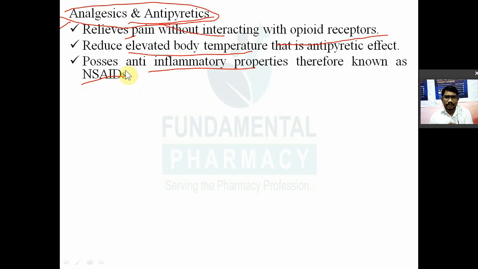They have an antipyretic activity. They are anti-inflammatory in nature, but they will not have a steroid nucleus in their structure. Okay. So how many types of analgesic drugs are there? There are three or four kinds of analgesic drug.